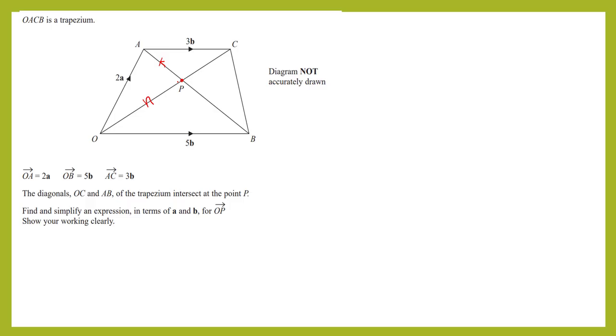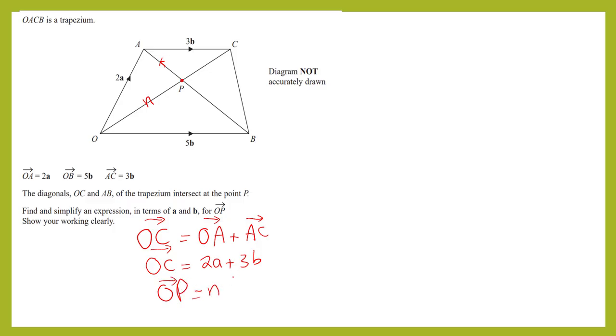So what we can find easily now is OC. Let's find OC first. OC is going through OA, then I will go through AC. It will be 2a plus 3b. This is OC. And now we can say that OP is n multiplied by OC, so it's n multiplied by 2a plus 3b. Okay, so it will be 2na plus 3n of b. This is the OP.